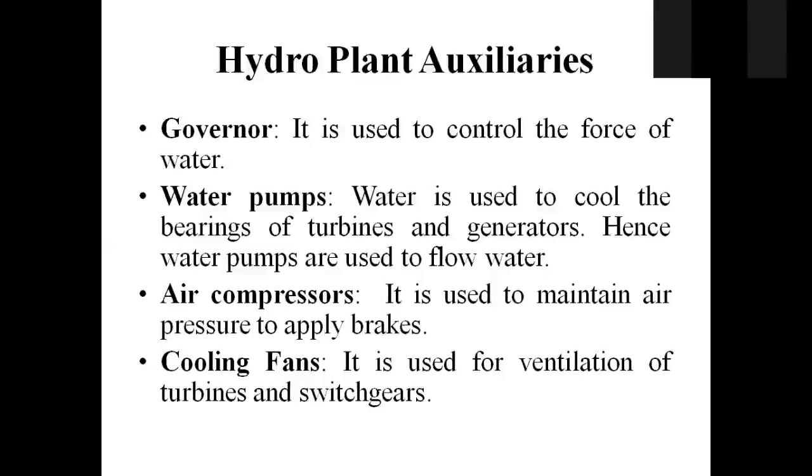The next auxiliary equipment we have is water pumps. We know that a lot of heat is produced in the bearings of turbines and generators. So what we do is we use pumps and flow water around the bearings. Here we are using water to cool the bearings of turbines and generators. And to flow this water, we need water pumps.